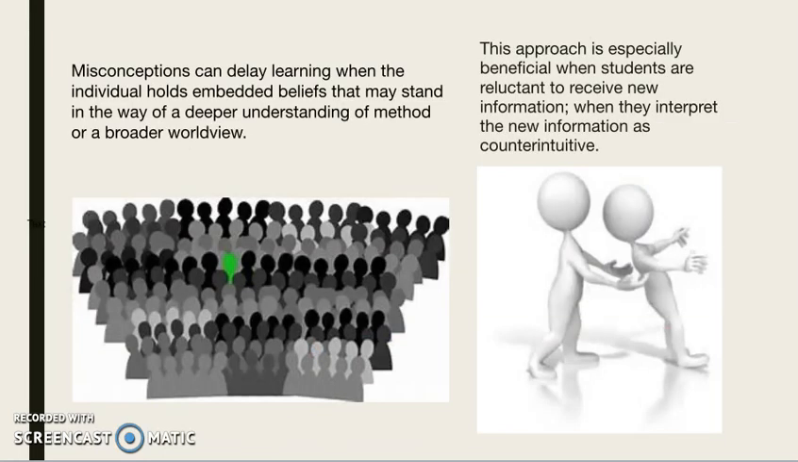Misconceptions are things that the individual holds. It's embedded in their belief, and this can stand in the way of a deeper understanding of method or a broader worldview. This approach, the misconceptions and preconceptions check, is especially beneficial when students are reluctant to receive new information, when they interpret the new information as counterintuitive or even disturbing to them.